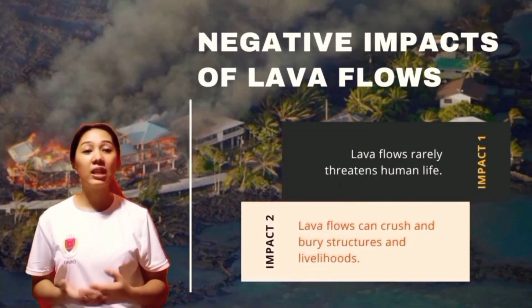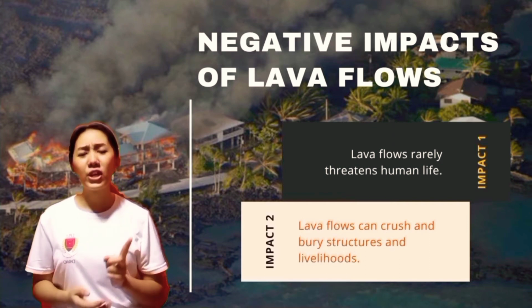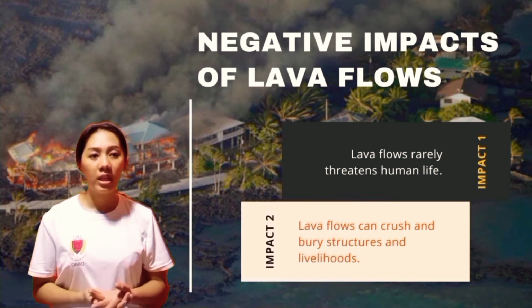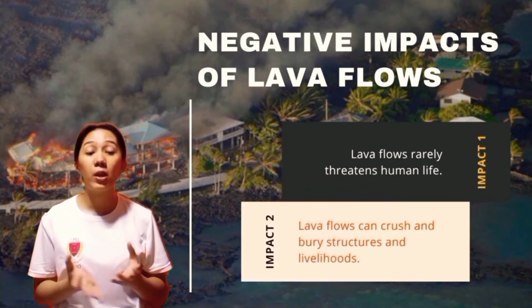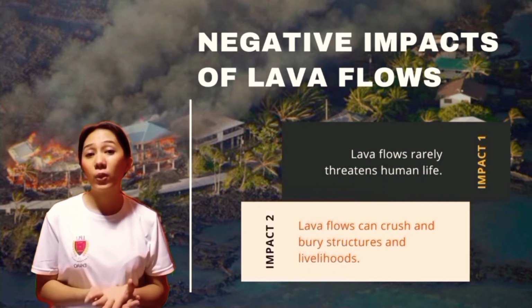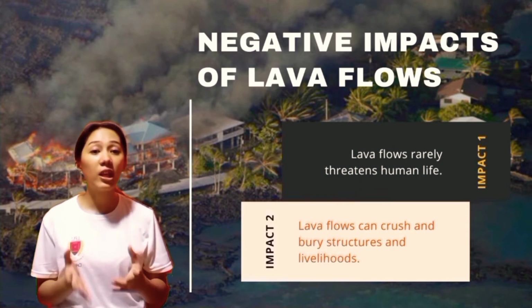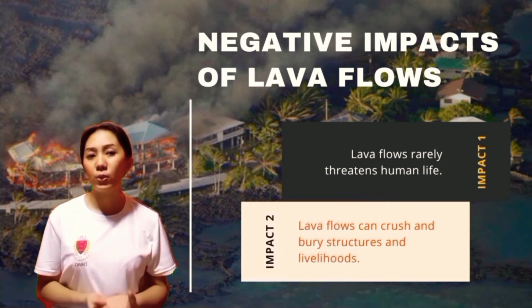So now, let us know the negative impacts of lava flows. First, lava flows seldom threaten human lives. It is because most lava flows are as fast as a human's normal walking pace. Second, even though lava flow can be monitored easily compared to other volcanic hazards, it is still hazardous because it can crush and bury structures and livelihood.